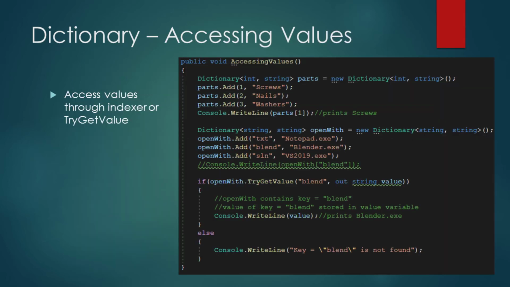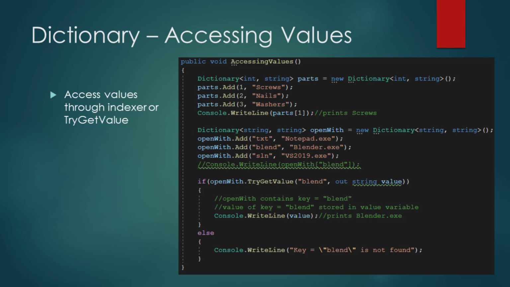Once you've added some values to the dictionary, you can access them in one of two ways. The first way is through an indexer. Basically the same way you'd access a given index in a list or array, you can access a given value in a dictionary. Except instead of using an actual index, you'll put the key inside the square braces. So when we want to get the value of a certain key in parts, you can see that I can use the one key to get the value of screws. But I can't use the key blend, for the reason in the comment there.